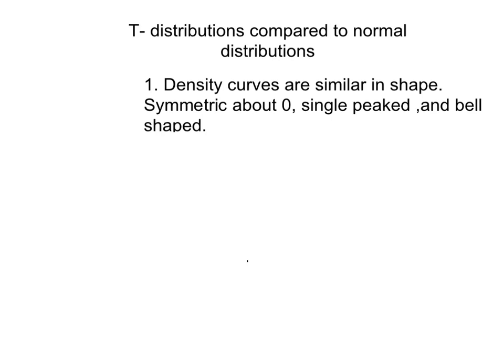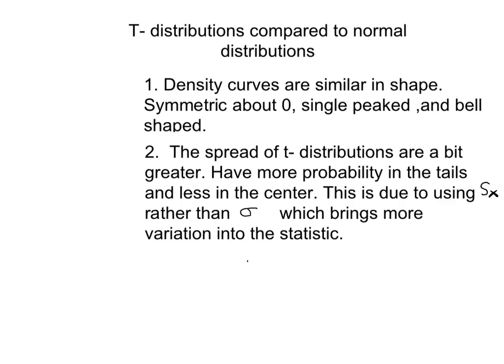There are 3 things you need to know when we're comparing t-distributions to normal distributions. Density curves are similar in shape with t-distributions and normal distributions. They're both symmetric about 0, single-peaked, and bell-shaped. The spread of t-distributions is a bit greater. They have more probability in the tails and less in the center than the normal distributions. This is due to using the sample standard deviation rather than the population standard deviation, which brings more variation into the statistic.